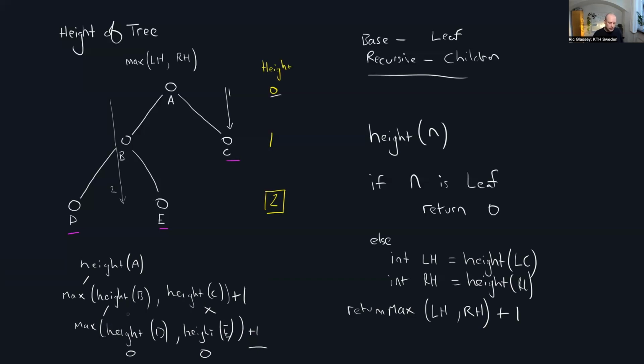So 0, 0, we're adding 1. This returns back 1 here. This is a leaf node, so it's 0. So the maximum of 1 and 0 is 1, plus another 1 returns us an answer of 2 back up here, which gets us the answer. Again, incredibly subtle, but it is a nice way to solve this problem.